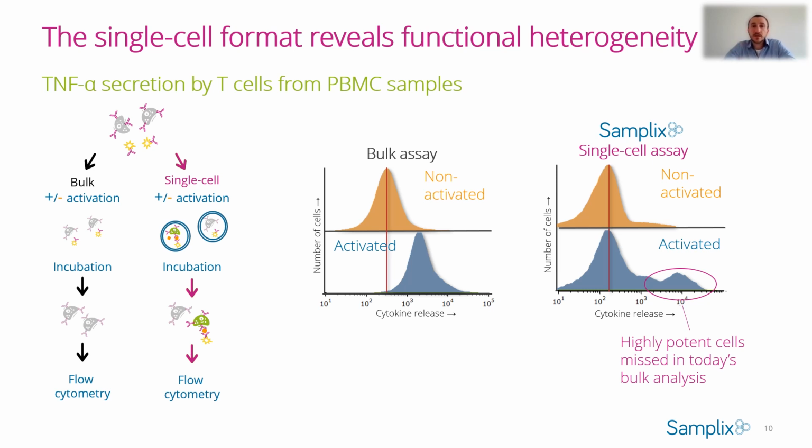So when we compare that to the bulk assay, we can see that in the bulk assay it looks like there's an average increase in the secretion from the cell population as a whole compared to the non-activated ones, whereas we can see in reality the majority actually do not express the cytokine when activated, whereas only a small fraction of the cells do.